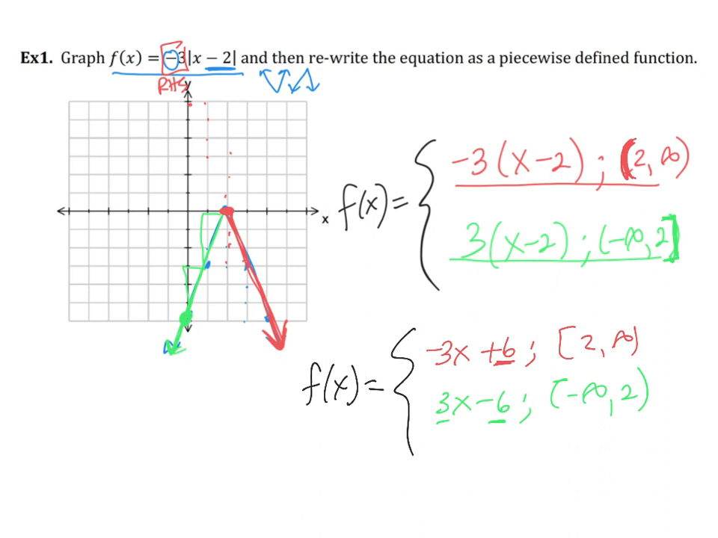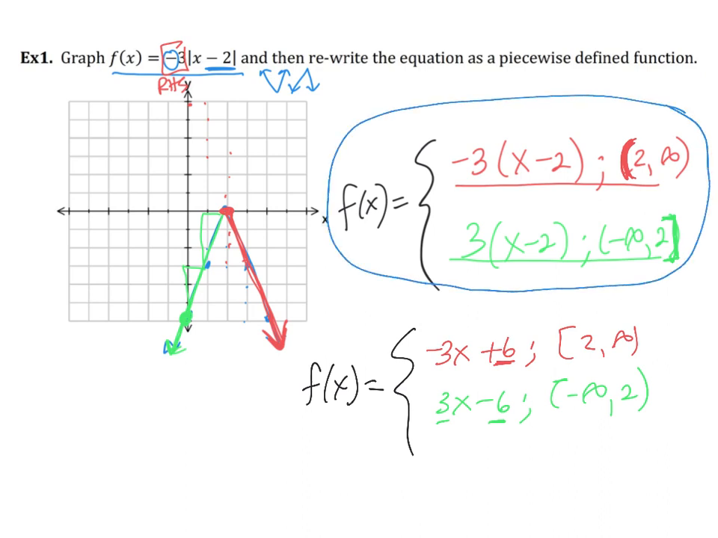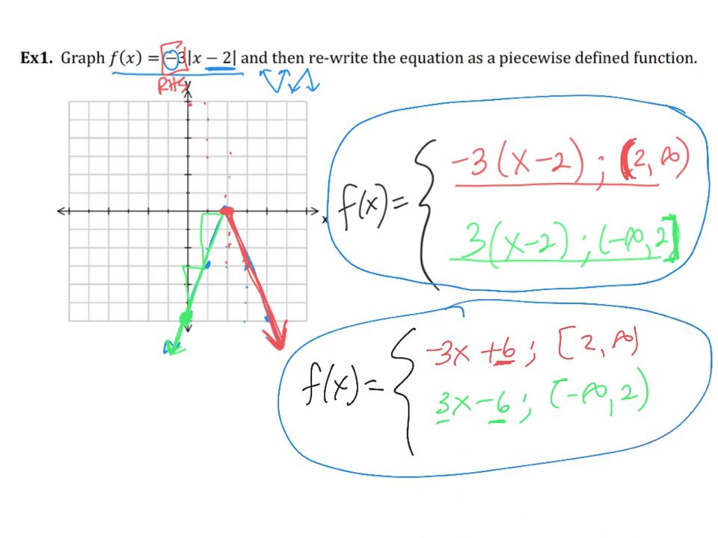So either of these are acceptable. We will accept this as your original piecewise function, or we will accept this here. They are both fine, and of course you can alter these domain restrictions if you would like.